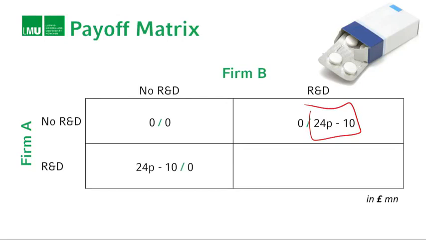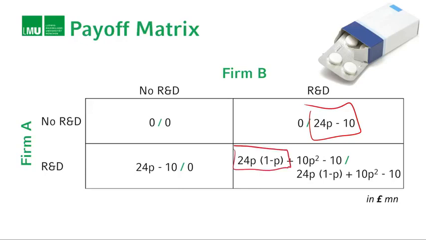It's the other way around if we flip the strategies. If we have both firms doing R&D, then we're going to get this long expression here. If firm A does R&D and so does firm B, firm A's profits are going to be 24 times P times (1 minus P). Why is that? It's 24 million if firm A is successful and firm B is not. They're also going to have 10 times P squared. That's 10 million if firm A is successful and firm B is also successful, and they will always pay the 10 million in fixed cost of R&D.